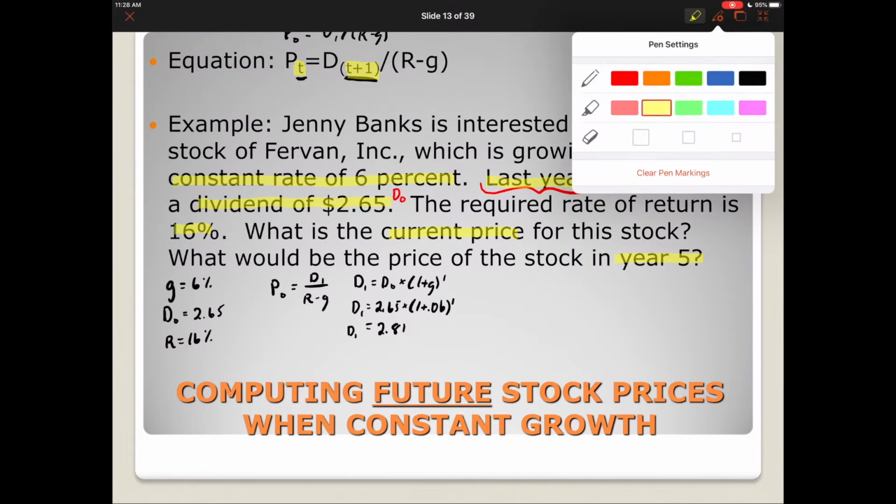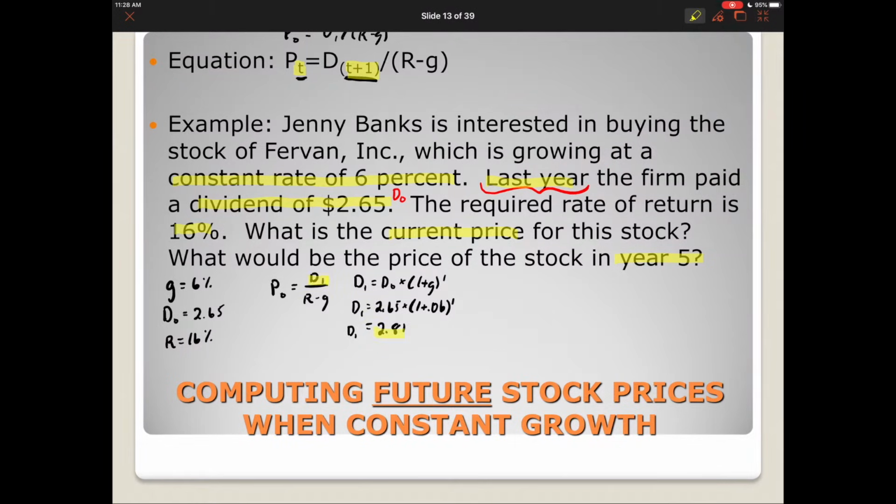Now we can take this $2.81 and input it into our constant growth equation, which now will allow us to solve for the current price. The current price is equal to the next year's dividend, $2.81, divided by R, which is 0.16, minus G, which is 0.06. So we will be dividing $2.81 by 0.10, and so our current price is equal to $28.10. So this is the current price based on this constant growth assumption.